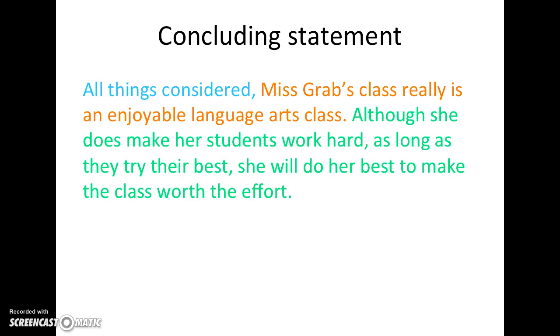I chose all things considered as my transition statement. And then that is in blue, the second part of my concluding statement, the restatement of the main idea. Miss Grab's class really is an enjoyable language arts class. That was basically different language, but the same main point that I made in my topic statement. And then my overall tie a bow on top statement was, although she does make her students work hard, as long as they try their best, she will do her best to make the class worth the effort. So I didn't want to start a whole new point, but I just wanted to end up with a summarizing statement.